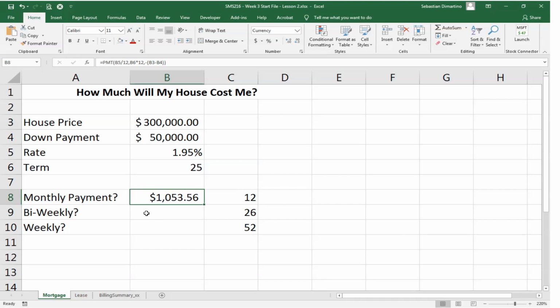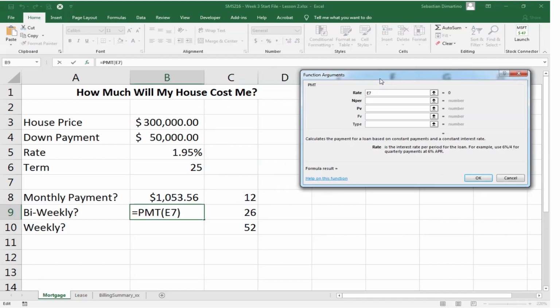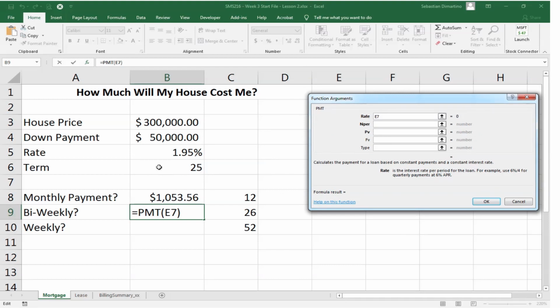Now we can run the exact same formula and change the frequency to see what our biweekly will look like and what our weekly will look like. And so I'll do that now. Back to the PMT. Make sure it's still selected. Click OK. Now the rate is going to be, I have to be careful because my mouse clicked it, B5 divided by, not 12 this time, but 26. See, I almost made that mistake, and I do this every day. So B5 divided by 26.